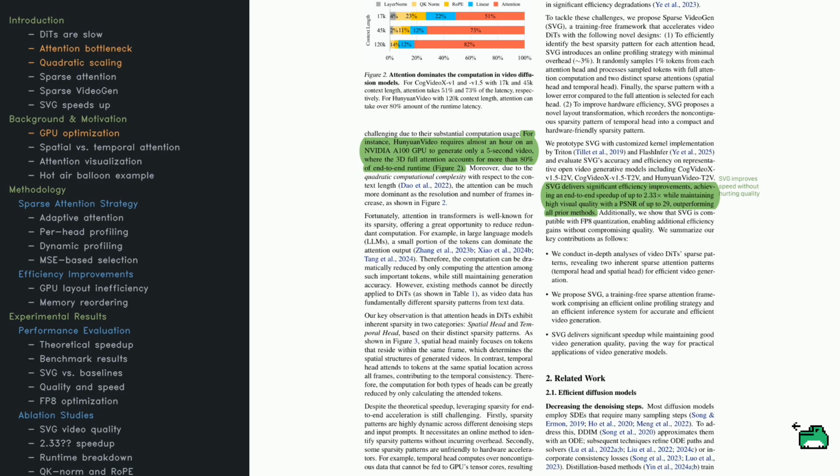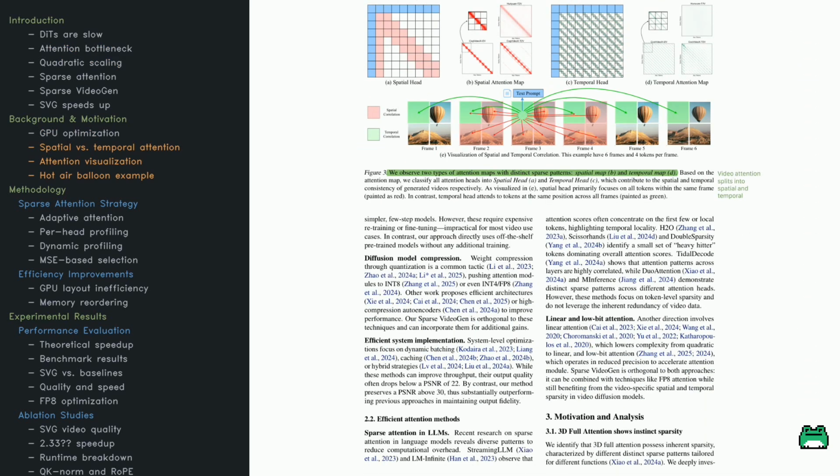Tests on Cog Video X and Haocheng Video show that SVG achieves a 2.3 times speedup while maintaining high-quality results. They even show that applying additional sparsity beyond what SVG predicts hurts quality, meaning the method has found an optimal balance between efficiency and fidelity. So, what's the takeaway? Attention is the bottleneck in video generation. Video models have 2 distinct sparsity patterns, spatial and temporal, and SVG speeds up generation without hurting quality by profiling and optimizing these patterns.